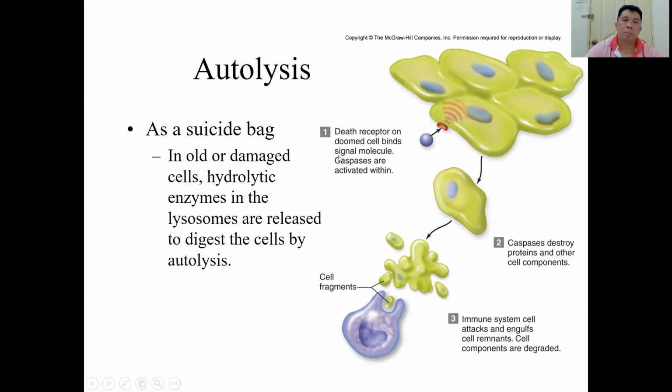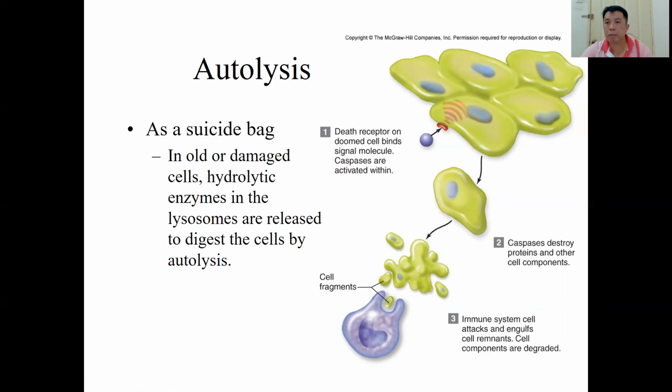Then the last one is autolysis. Autolysis is where the lysosomes act as suicide bags. That means in old or damaged cells, the hydrolytic enzymes in the lysosomes are released to digest the cells by autolysis. They kill themselves. This can also occur in cancerous cells. If the cell is already old or damaged, or maybe cancerous, it will undergo autolysis.